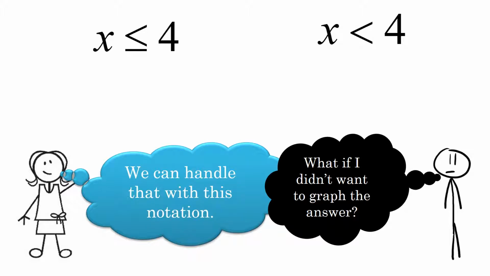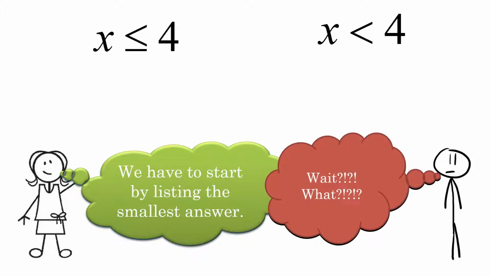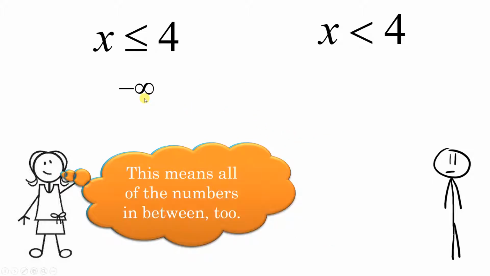Now, if we didn't want to make a graph, we could actually write our answers out. We couldn't list all of the answers, but there's this thing called set notation that lets us write a list of answers by just showing the smallest and the largest answer. So if we start with the smallest answer, well, there isn't one. It's negative infinity, but that's not negative 1 times infinity because infinity is not a number. It just means that there's not a smallest answer. So we start with negative infinity, and it goes all the way up to 4.